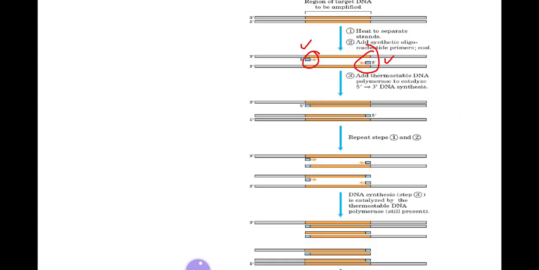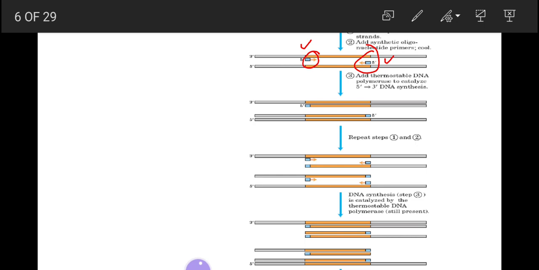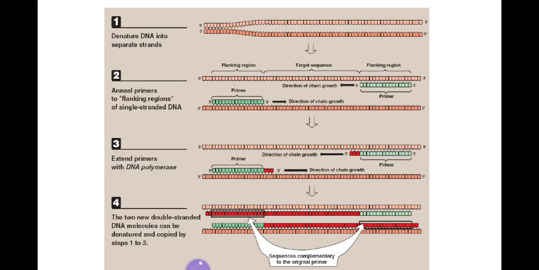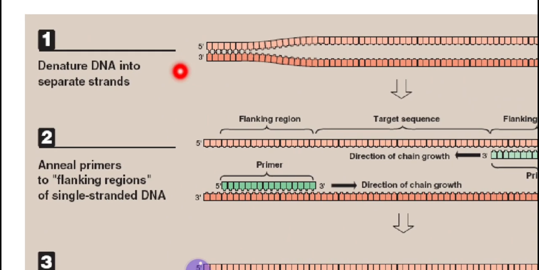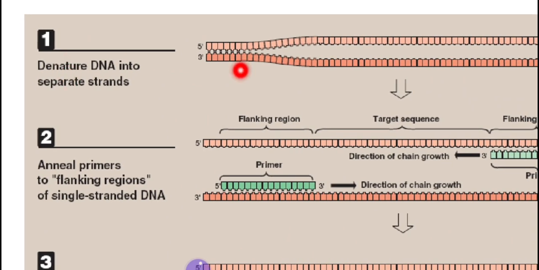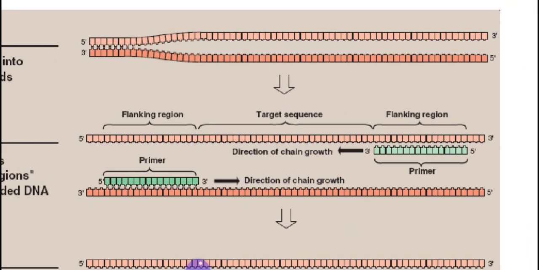Okay, now these are the steps of the PCR. After the synthesis of primers, the next step is the denaturation of the DNA. The two strands are separated by increasing the temperature to about 95 degrees C. At 95 degrees C, the two strands of the DNA get separated.